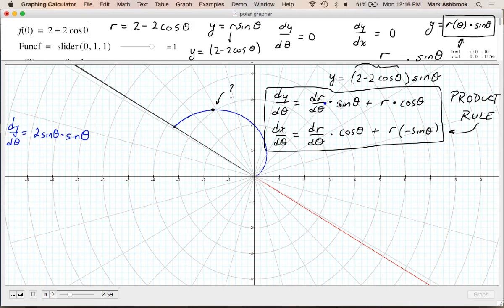All right, so we're doing dr d theta times sine theta plus r. What is r? 2 minus 2 cosine theta, times sine theta. And we're interested in where that is equal to 0. Okay, so now we've got some algebra and trig to do. So I'm going to have 2 sine squared theta, and then I'm going to have 2 cosine theta and minus 2 cosine squared theta.